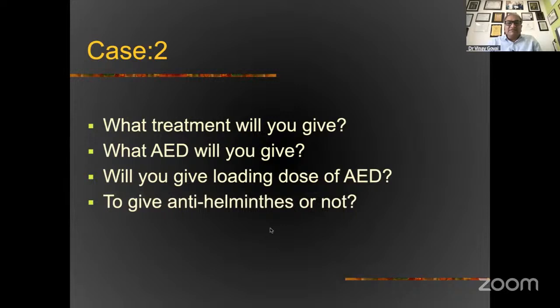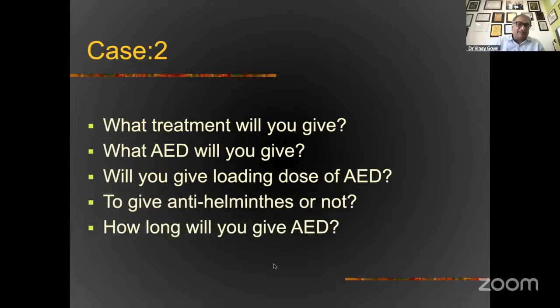I think we discussed this, whether to give or not to give anti-helminthic therapy. How will you treat this seizure? Because this is a symptomatic seizure. There is a lesion in the brain, and that's producing the seizure.